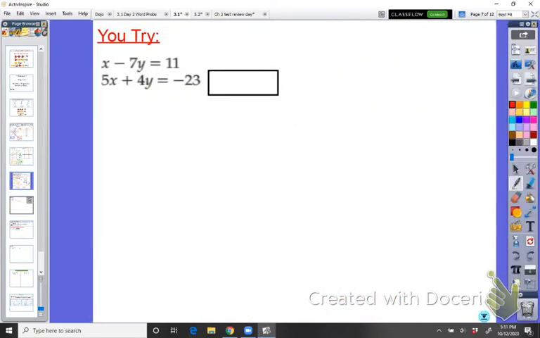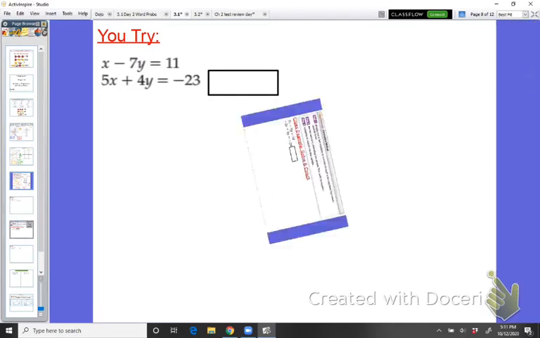All right, so you try this one. We'll check that answer. I'll probably request for your answer in Delta Math to see how we did.